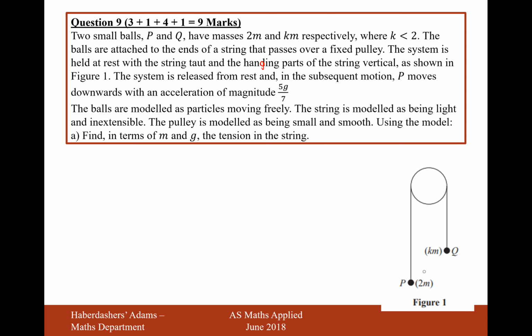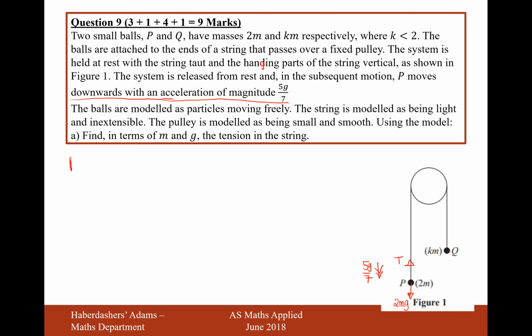Okay, so let's look at particle P here. Particle P is accelerating downwards with a magnitude of 5g/7. So the way we'll do that on our diagram is with a double arrow, acceleration 5g/7. Now we need to think about what forces we have acting upon P. We have the weight force, that would be 2mg, that's just mass times gravity. And then upwards will be some tension in the string.